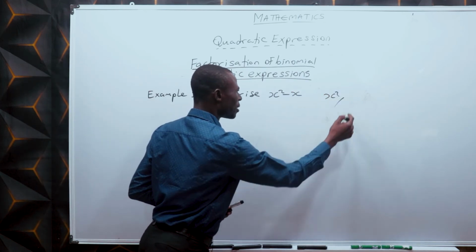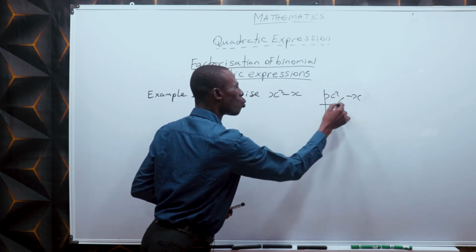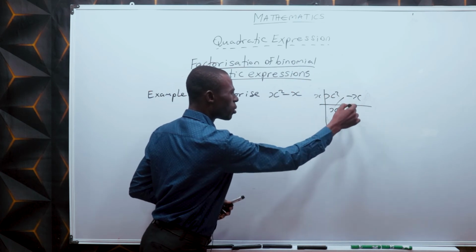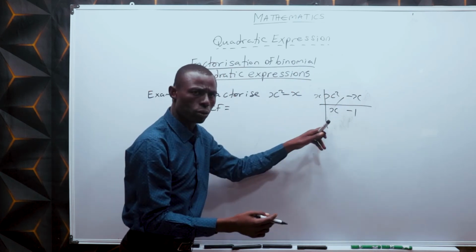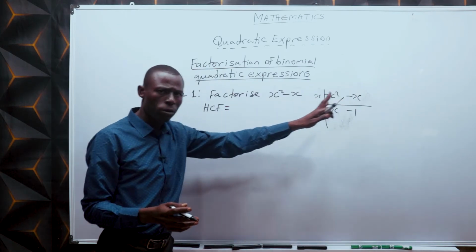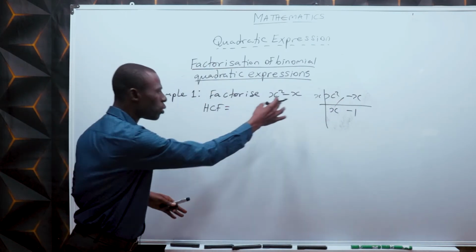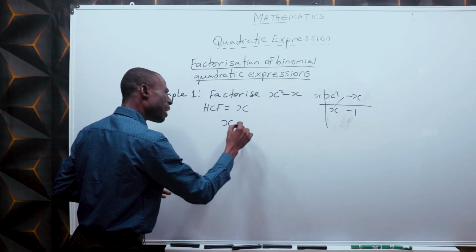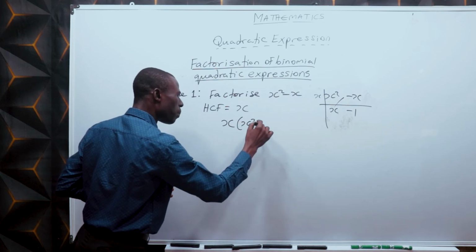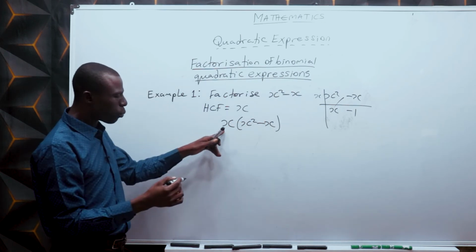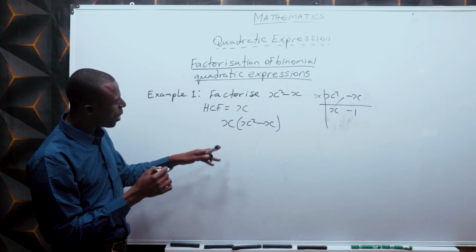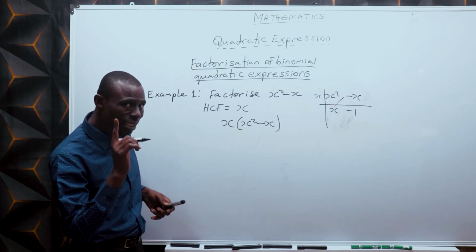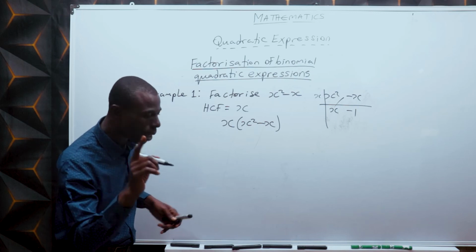Term x squared and minus x. What is common to the two of them? X goes here, it remains x. X goes here, it remains minus 1. What else goes in the two? Nothing. So the x that goes in all is the highest common factor of the two of them. Now, bring it outside the bracket and put the expression in the bracket. The same HCF you put outside the bracket, use it to divide each term in the bracket.